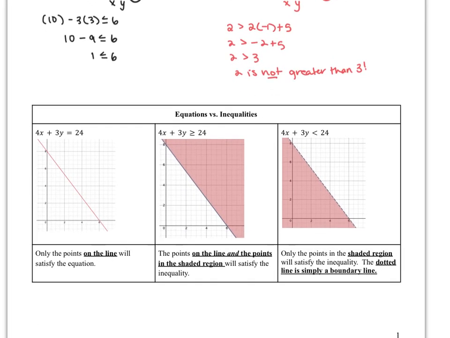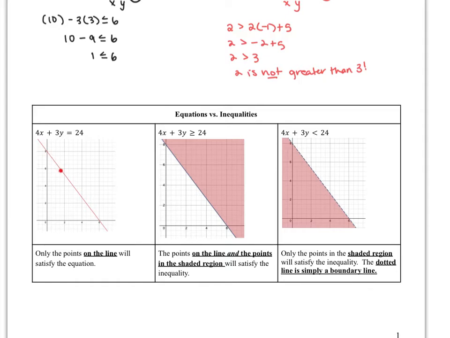Next, I'm just going to talk about what the difference is between an equation and an inequality from a graphic standpoint and a visual standpoint. So we've been graphing many lines like this, 4x plus 3y equals 24. We've talked about graphing lines using x and y intercepts, which would be the most efficient method here. We've talked about graphing lines using slope-intercept form and even point-slope form.